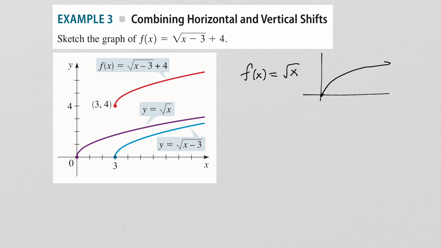We should know that the square root function looks something like this. And you can actually see that down here. That is the purple graph. So this is kind of like our beginning function.